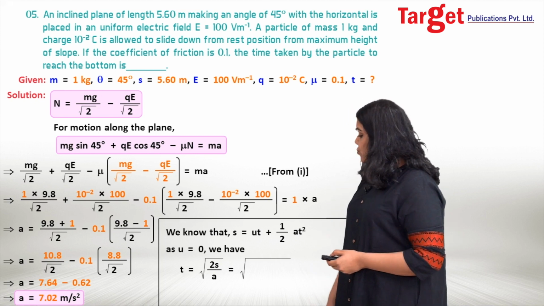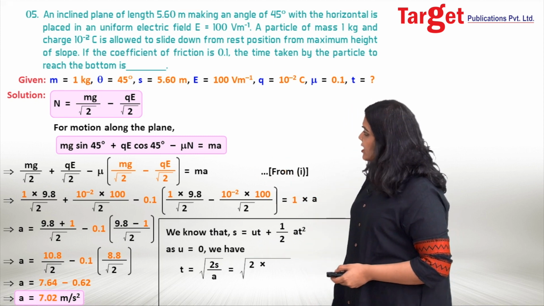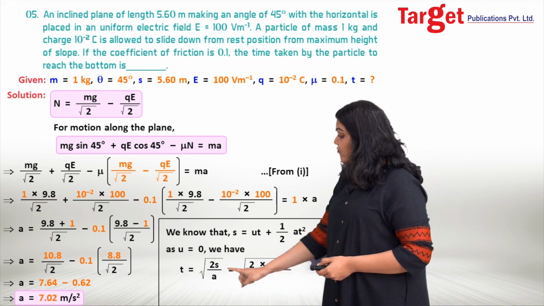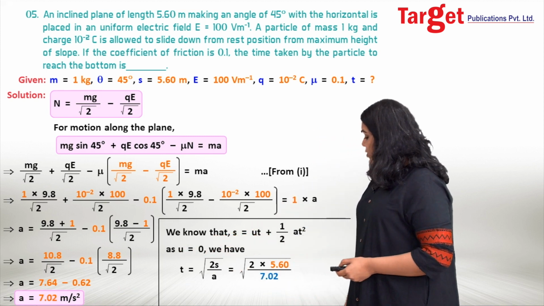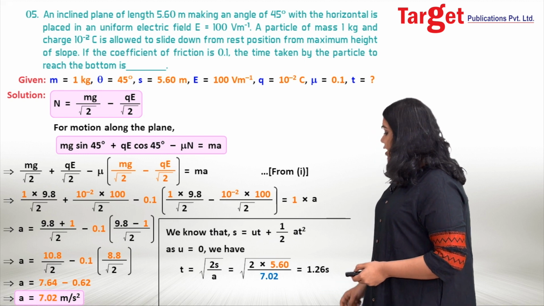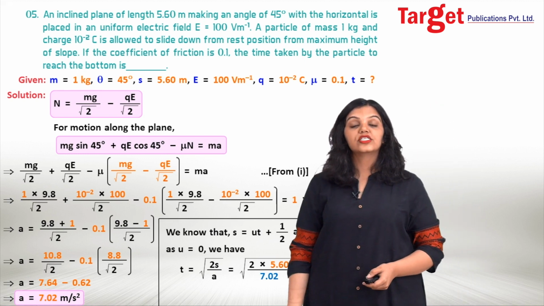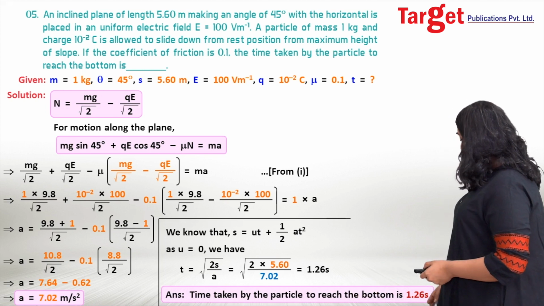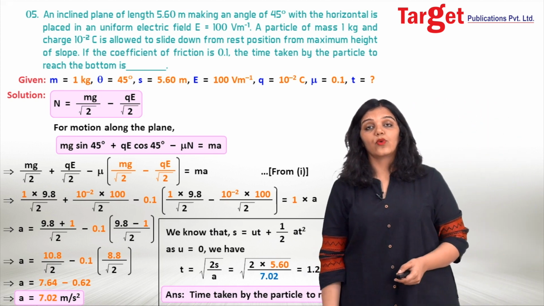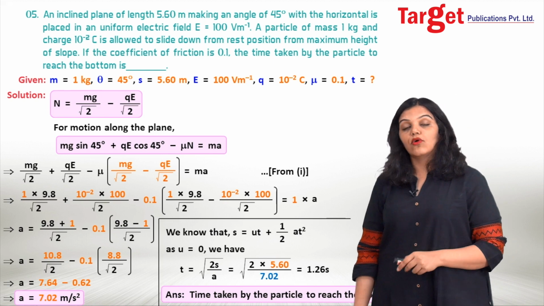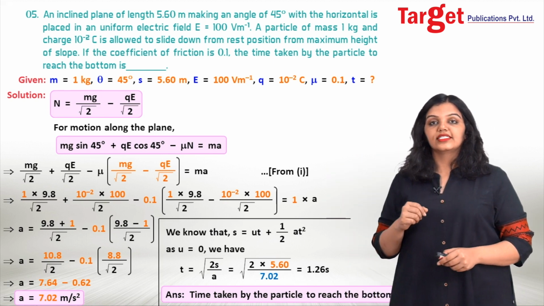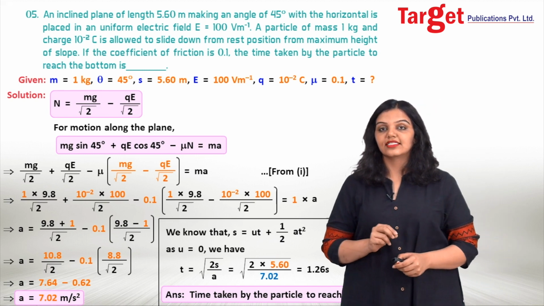Now s is given to me, which is nothing but the length of the inclined plane. So I bring that down from here, 5.6, and a I have already found. So that comes from here, 7.02, and this gives me my answer that time is equal to 1.26 seconds. The time taken by the particle to reach the bottom is 1.26 seconds. The closest option in our options is 1.41 seconds, and that's why that is taken as the answer.